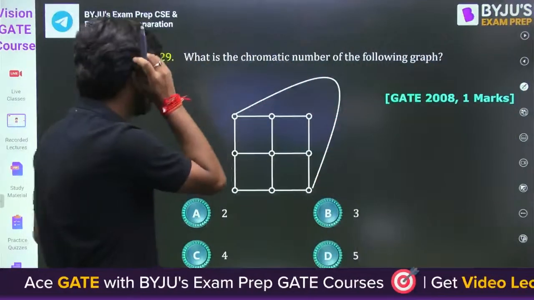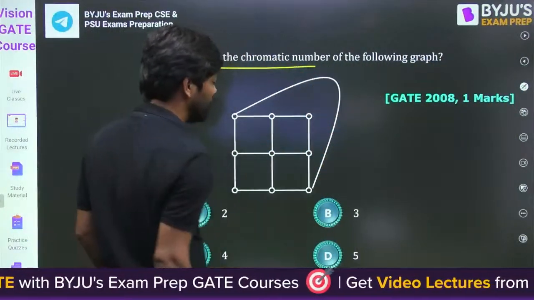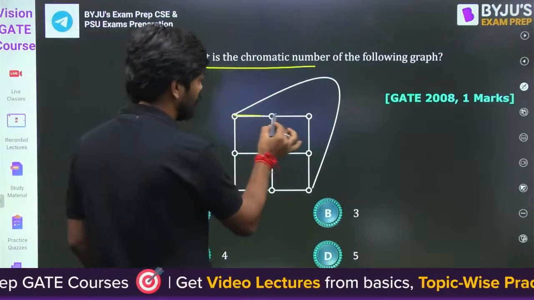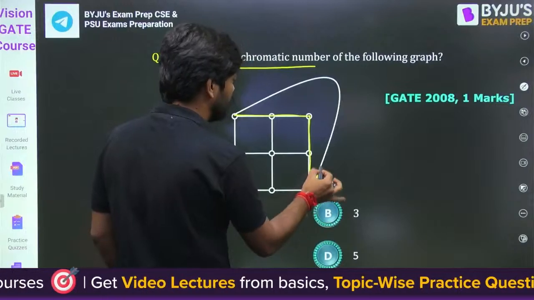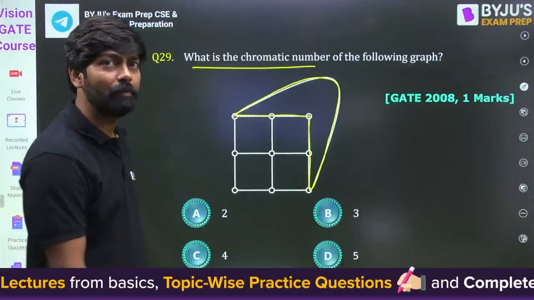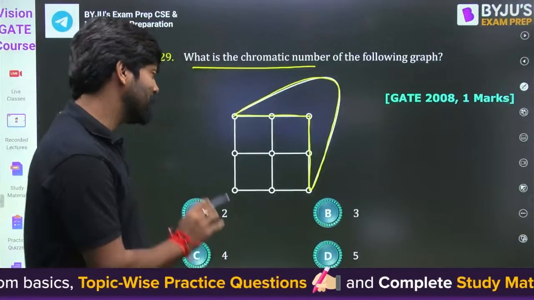For this one, if you see clearly, what is the chromatic number of this graph? See here, we have a cycle here, here, and here. If a cycle is there, minimum 3 colors are required. At least 3 colors are required.